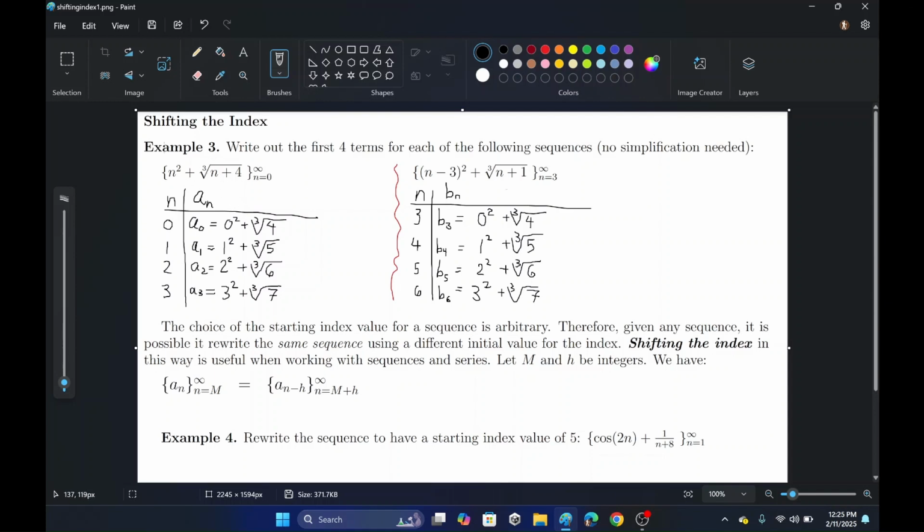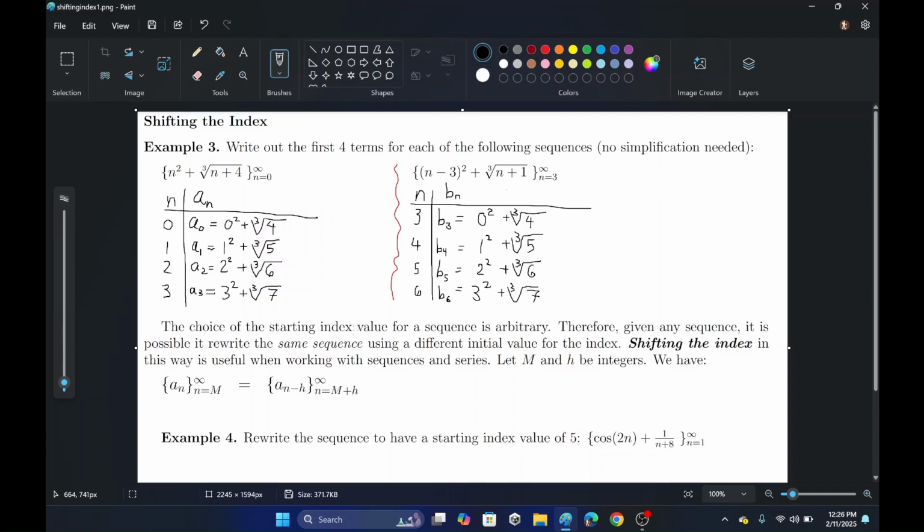So there is a way to actually rewrite the sequence with a different index. Suppose you were given this n squared plus the cube root of n plus 4 formula starting at n equals 0, and you were asked to rewrite this perhaps starting at n equals 1 or n equals 2 or some other integer. This process is called shifting the index. And it's explained in this paragraph here.